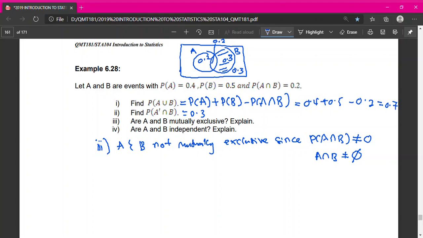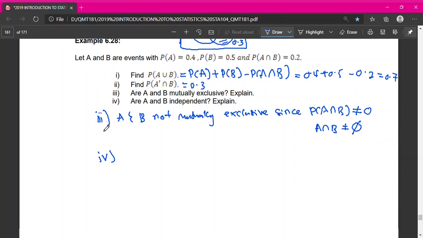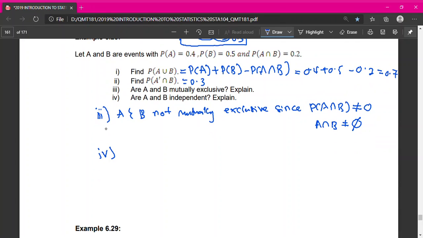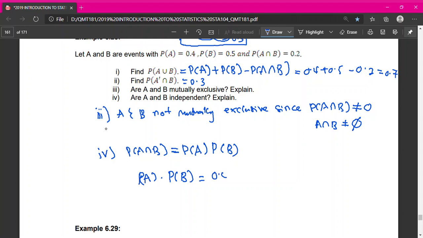Okay, yang keempat. Are A and B independent? Tadi kan kita katakan syaratnya independent if probability of A intersect B equal to probability of A multiply probability of B. So we need to check this condition first. Kita dah tahu probability of A intersect B adalah 0.2. So kena multiply probability of A darab dengan probability of B. Adakah dapat sama dengan value 0.2? So 0.4 multiply 0.5, then you will get 0.2.